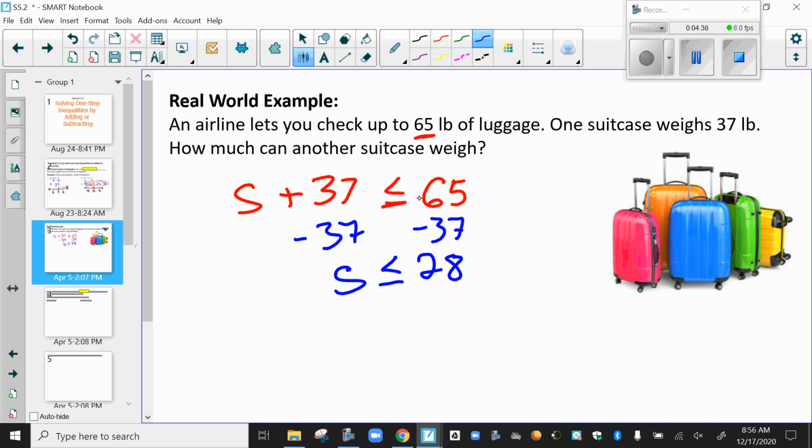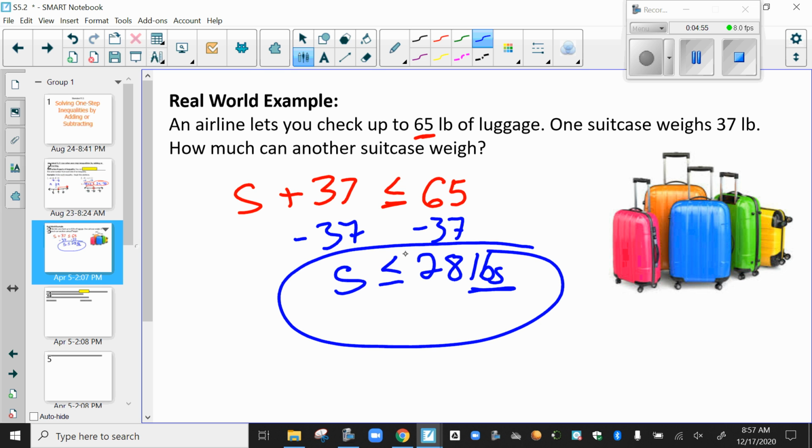Right, see, 65 minus 30 would be 35. 35 take away 7 would be 28. All right, so S is less than or equal to 28 pounds. Word problems have to have labels, so 28 pounds.